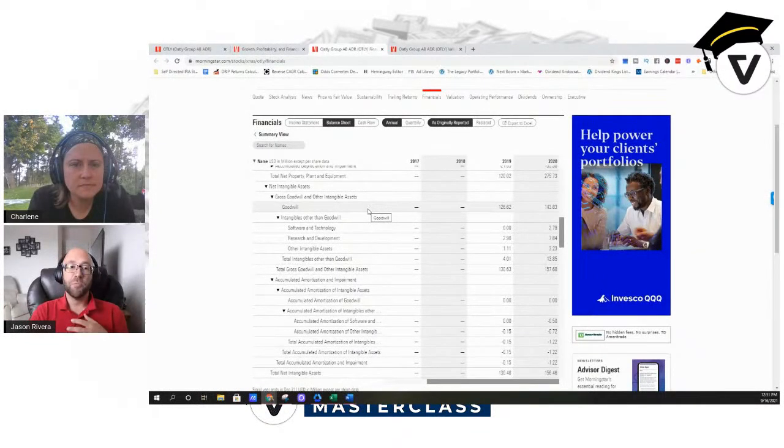Let's say you have a company that's worth $1 billion based on its balance sheet, which is what we're looking at now, on its book value. Okay. Let's say a company buys it for $2 billion. That means the company that acquired them would have a $1 billion asset that shows up as goodwill on their balance sheet.